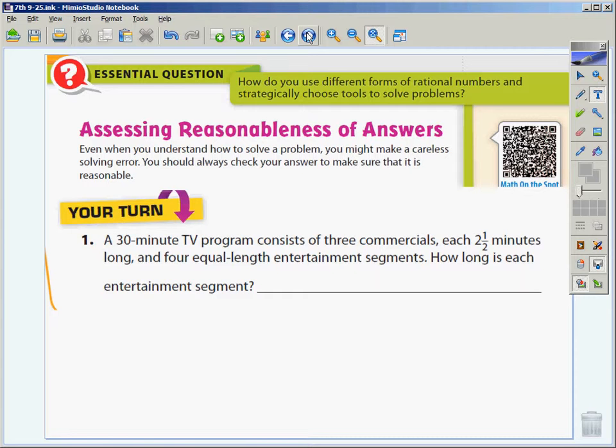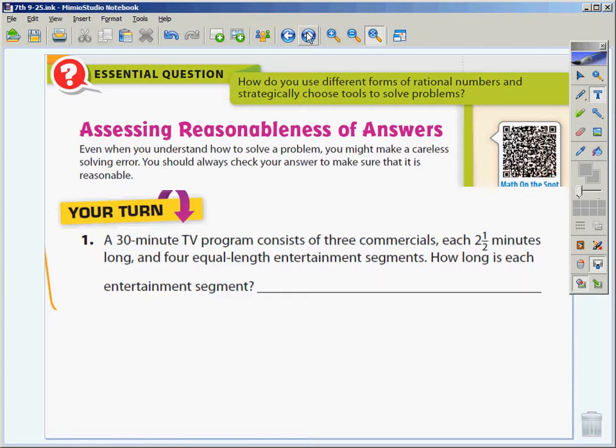And you should be able to assess whether your answer is reasonable. Even when you understand how to solve a problem, you might make careless mistakes. And you should always check to see if your answer is reasonable. Like, there can't end up being 48 hours in a day. And it's not likely that a school teacher is going to make $1 million in a year. So you should check to see if your answer at least makes reasonable sense.